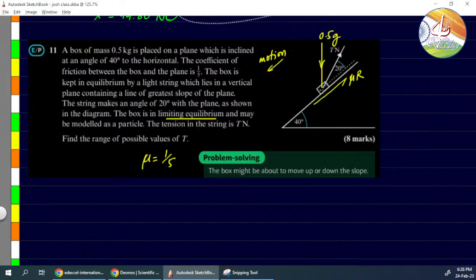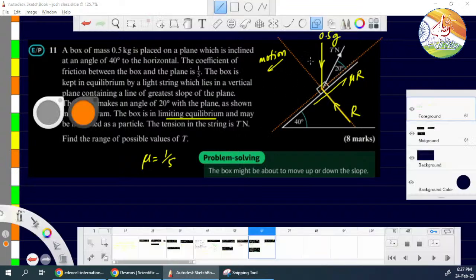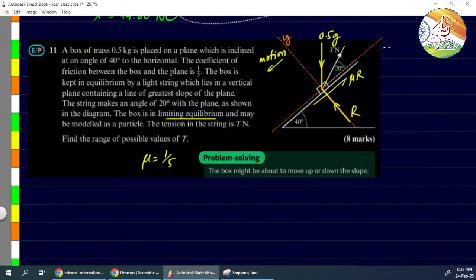And R will be acting normal to the plane, correct? Yes. So this is R. Once again, we have to take x and y directions. X will be this direction, y will be this direction. So y direction and x direction. So this angle will be how much? This angle will be 40 degrees. Okay, this angle is given from x direction and all other forces are either parallel or perpendicular to x and y axis.